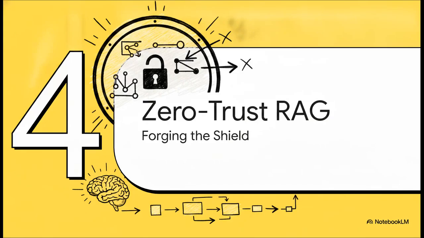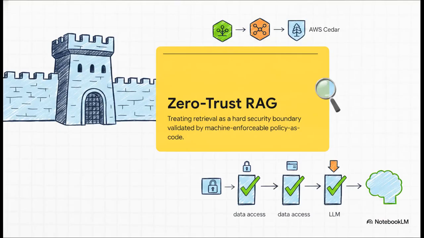All right, we've upgraded the brain. Now for Section 4, the Zero Trust RAG paradigm. We are transitioning from internal reasoning to forging the shield, how the AI safely accesses external information. Let's define Zero Trust RAG. This is a total paradigm shift for anyone building with large language models right now. It means treating your retrieval pipeline as a hard security boundary, not just a glorified search system.